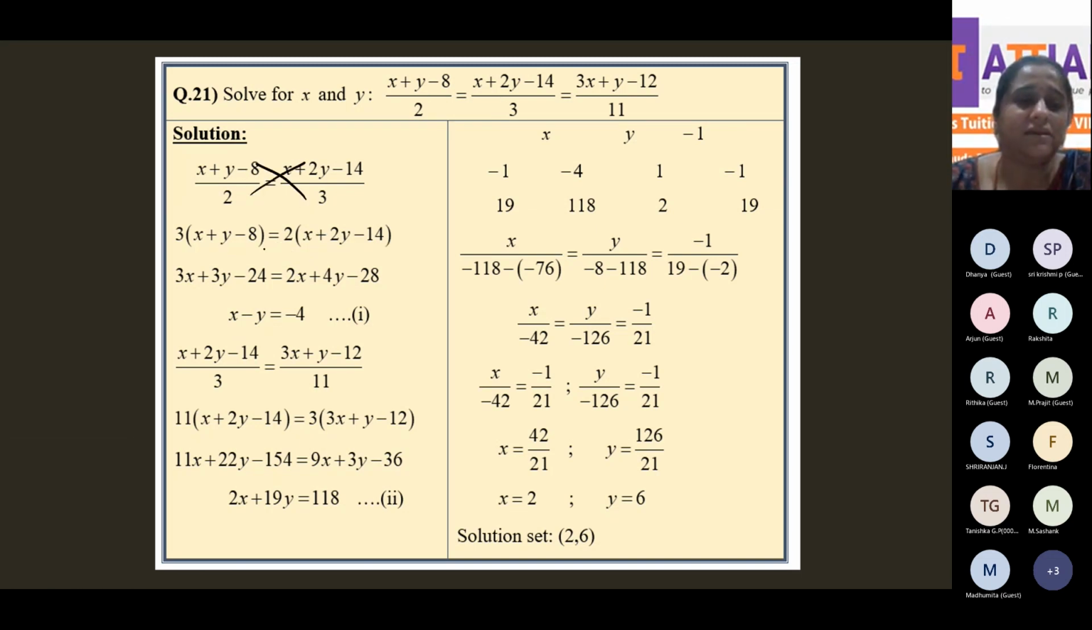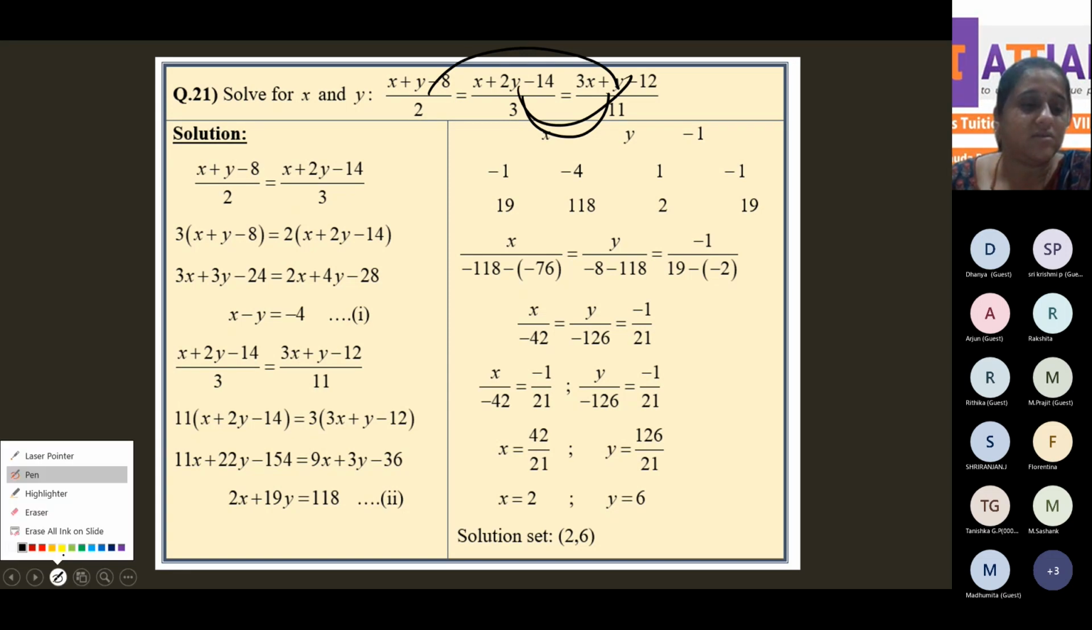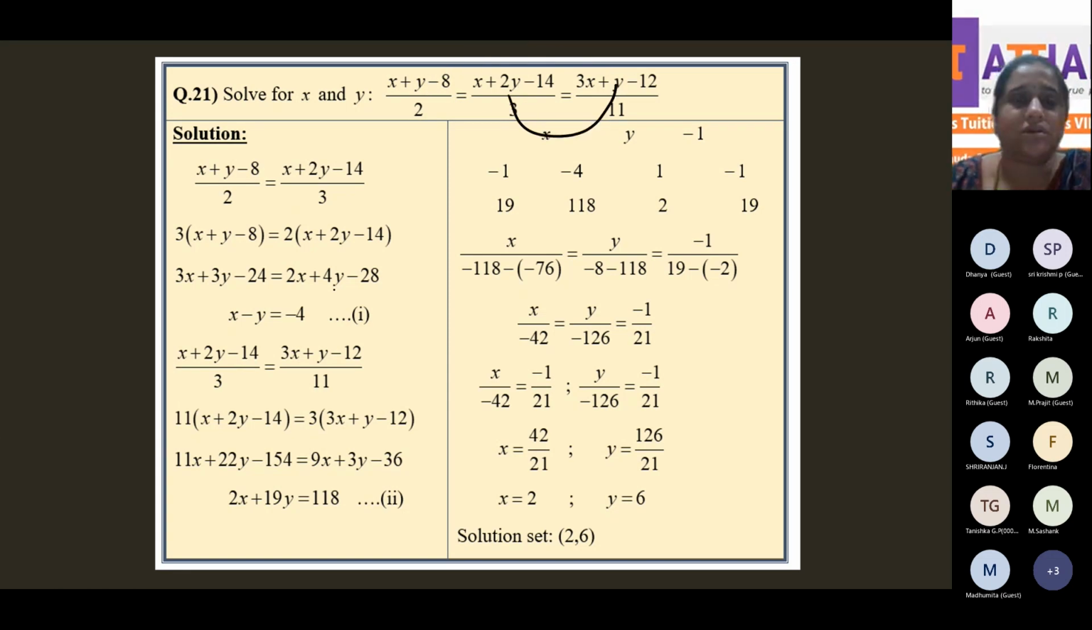So we cross multiply, and then we transpose, gather the xy terms on one side and the number on the other side, and this is the equation we get: x minus y is equal to -4. Then you can equate these two, or you can equate these two. What I've done is equated 2 and 3. Again, cross multiply, xy on one side, numbers on the other side. This is the second equation: 2x plus 19y is equal to 118.